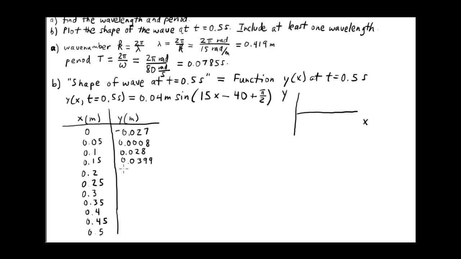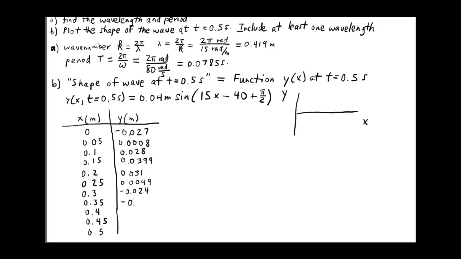0.2, then we should expect that this would come down. 0.031. 0.25 gives 0.0049. Then it becomes negative, right? Because as we see, as x increases, for a while the y value is increasing, and now it's decreasing again, and eventually it's going to cross 0 and become negative. And so this is negative 0.024.